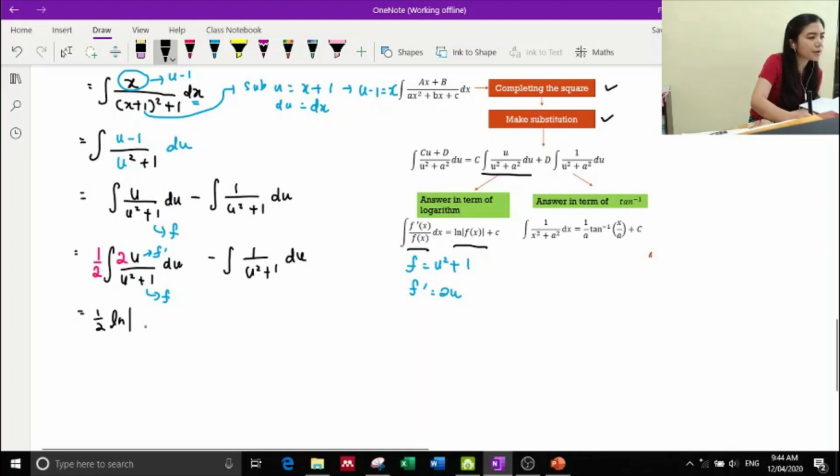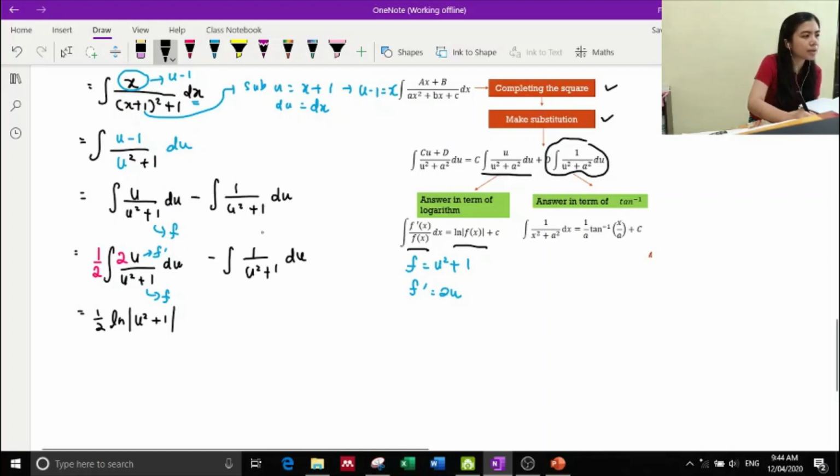What is your f here? Your f is u squared plus 1, right? So that is the first integration, the answer for the first integration. How about the second integration? If we look at the second integration, we are supposed to use this part. So you will have 1 at the top, okay? So your answer will be in terms of tangent inverse.